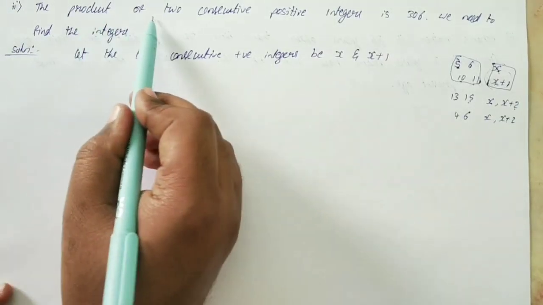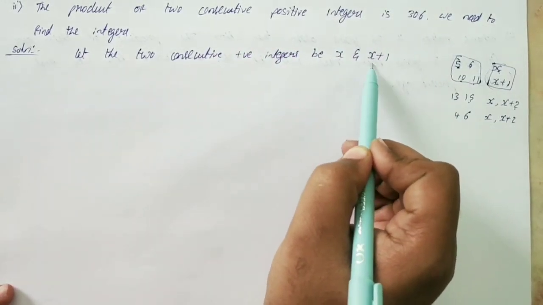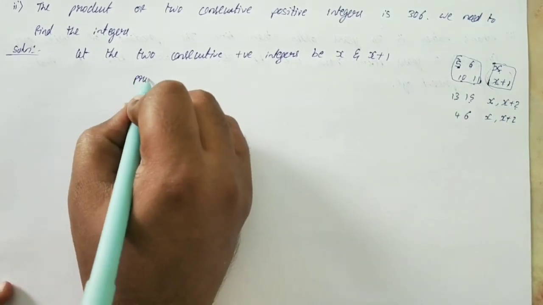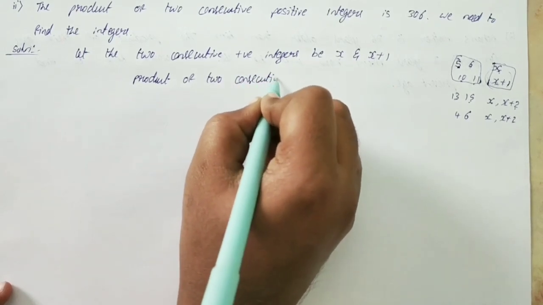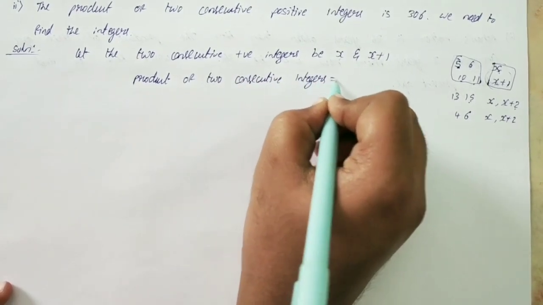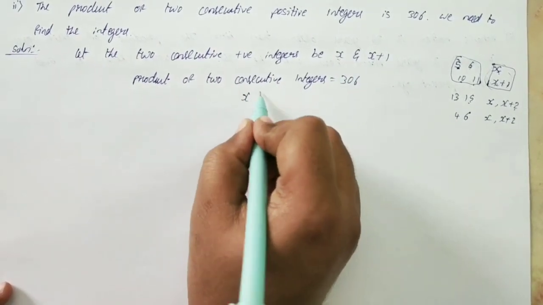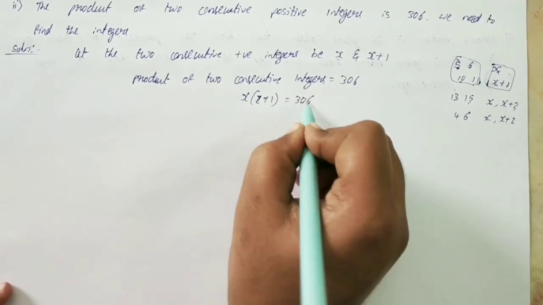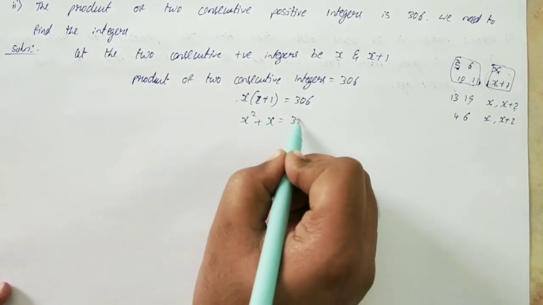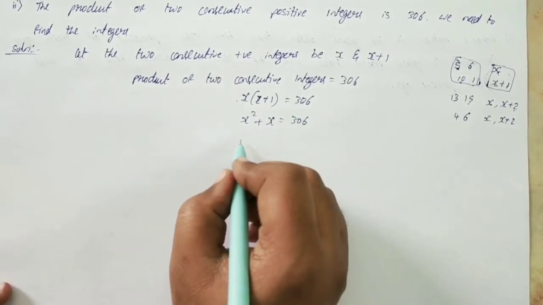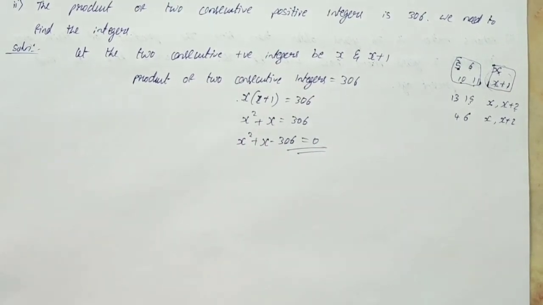They have given the product of two consecutive positive integers is 306. That means if we multiply these consecutive integers, then that will be equal to 306. Product of consecutive integers means we have to multiply these two integers. So x into x plus 1 is equal to 306, right? Now x into x becomes x square, plus x into 1, 1x, is equal to 306. Now if I shift 306 to the LHS, it will become x square plus x minus 306 is equal to 0. This is our quadratic equation.